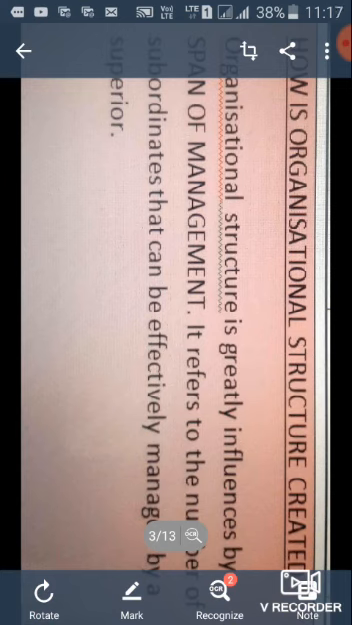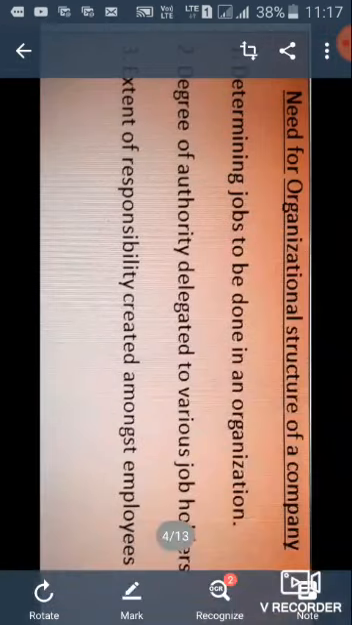Now, in order to know the organizational structure, the manager must know the span of management. What is span of management? It refers to the number of subordinates that can be effectively managed by a superior. One manager, how many people, employees to be under him? He can manage how many employees, that has to be seen or taken into account when you are deciding the organizational structure.